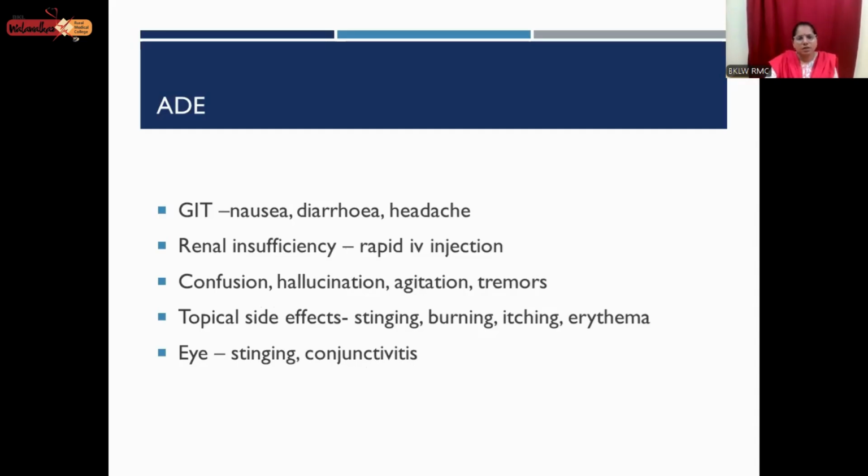Next, adverse effects related to the CNS are confusion, hallucination, agitation and tremor. When applied through cream or ointment at the topical site, it produces stinging, burning, itching and erythema. Next, when it is applied to the eyes, it causes stinging and conjunctivitis.